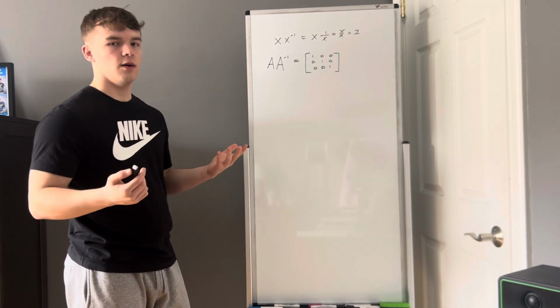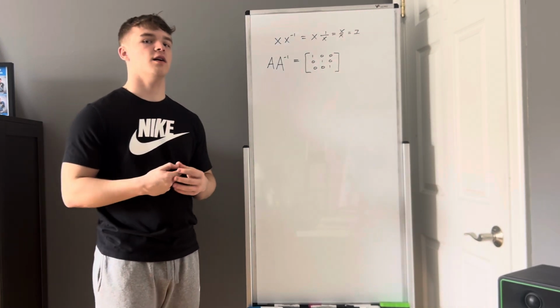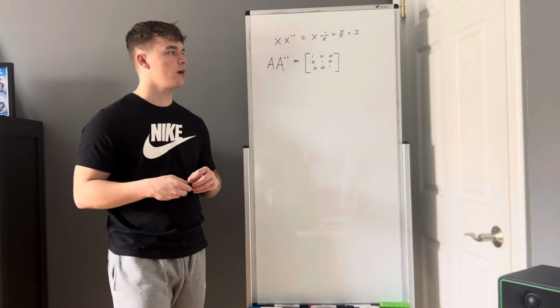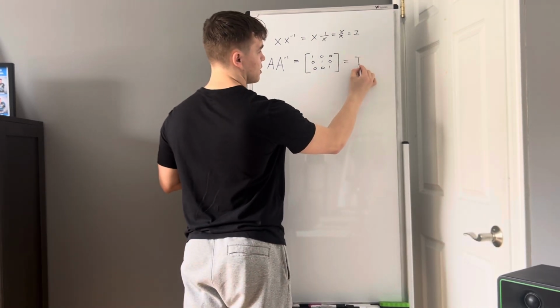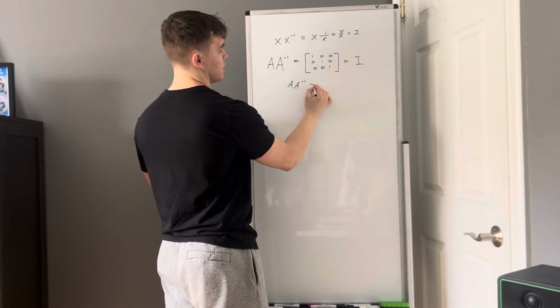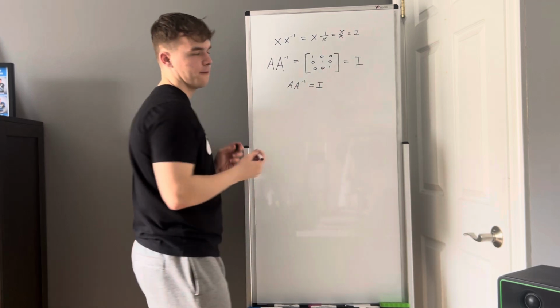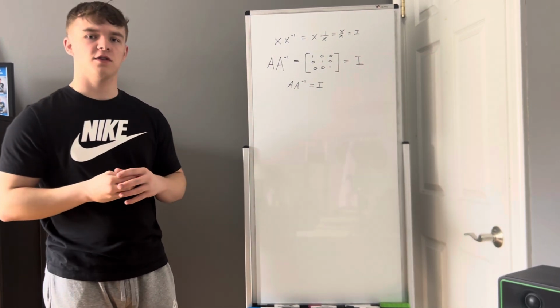Well, what does this mean? Well, this looks familiar, doesn't it? This looks like the product of Gauss-Jordan elimination. What we actually call this matrix is the identity matrix, I. So our final formula here is A times A to the -1 equals I. But how do we find the inverse of a matrix?